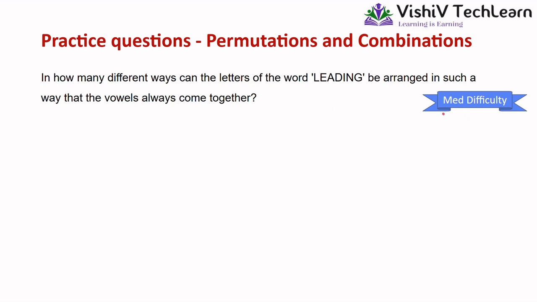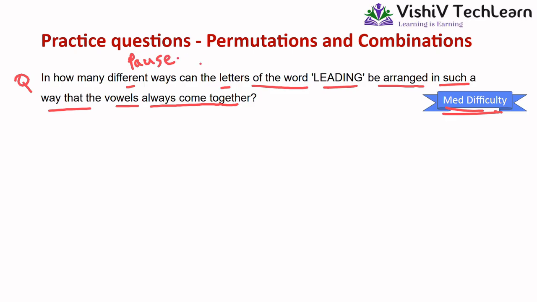Next question is again of medium difficulty level, and the question is, in how many different ways can the letters of the word leading be arranged in such a way that the vowels always come together? Now this question is medium difficulty level. You can pause the video and try how you can solve it. Try solving this. If not possible, obviously you can go through this solution.